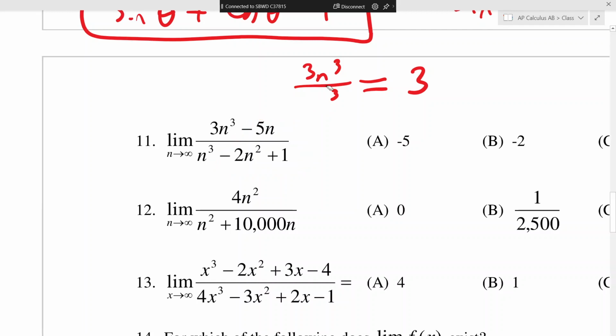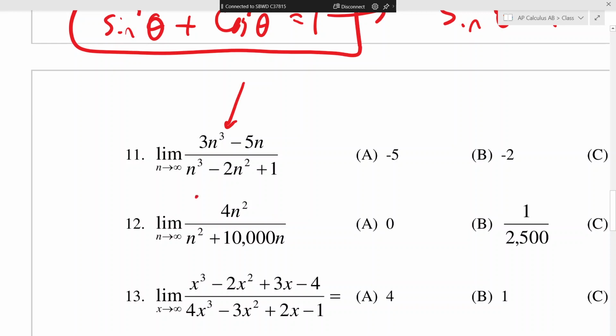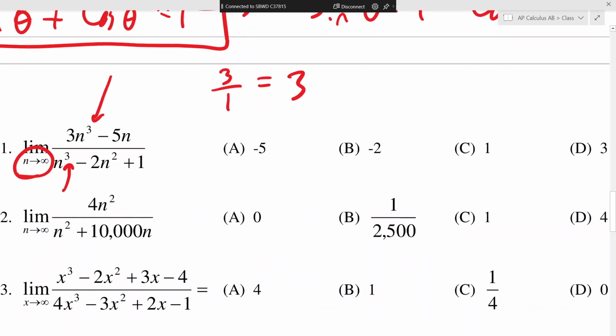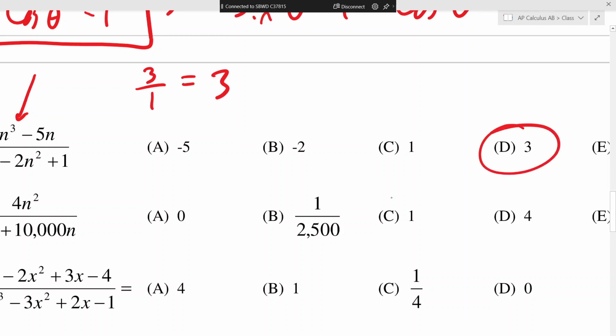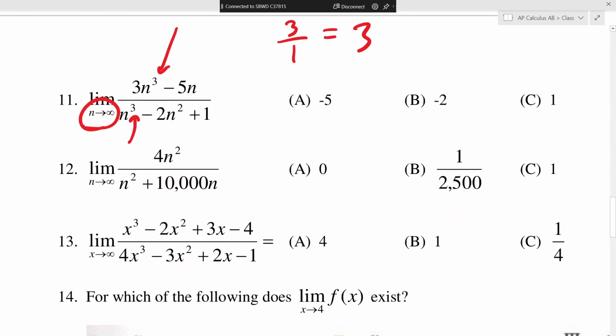All right? You can also remember this rule. I'm not a fan of just memorizing rules, but you can remember this. If they have the same degree, then as n goes to infinity, that's asking for the horizontal asymptote, by the way. It's just a fraction of their coefficients. Okay? So that's also why it's 3. So 12 is the same thing. As n goes to infinity, that's just going to be 4. You see that? They're both n squareds.